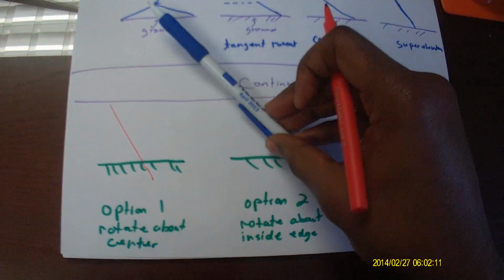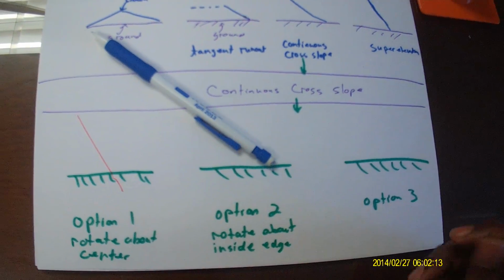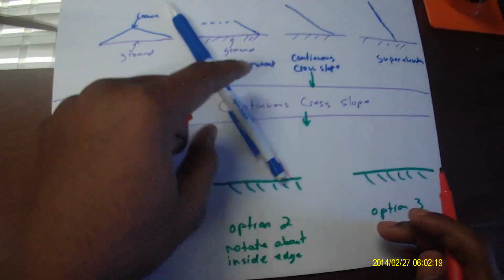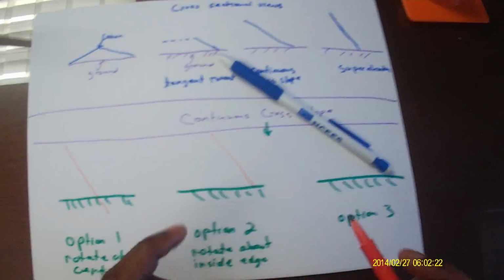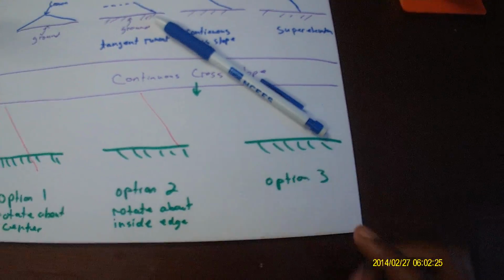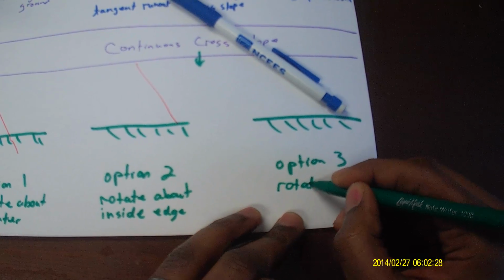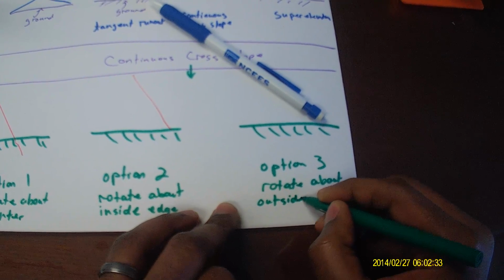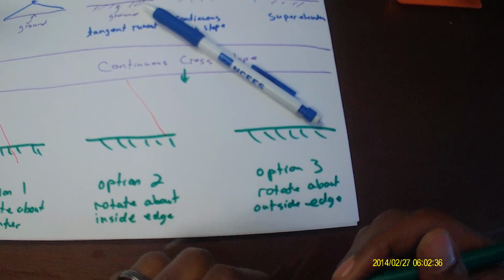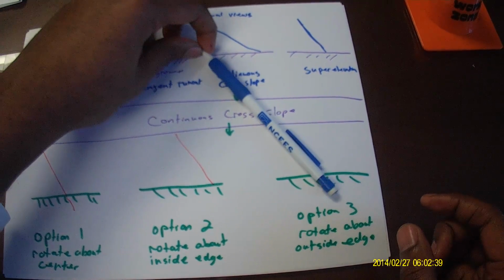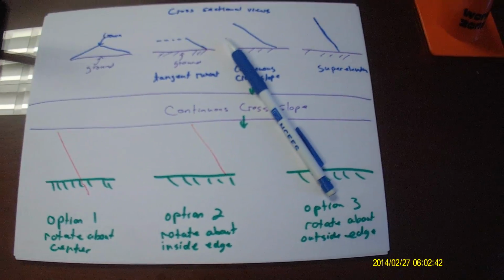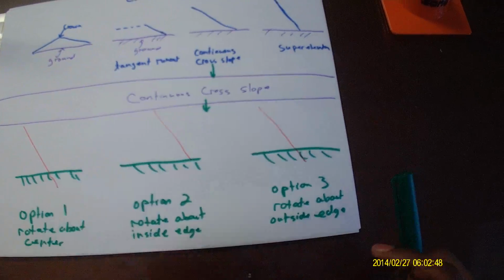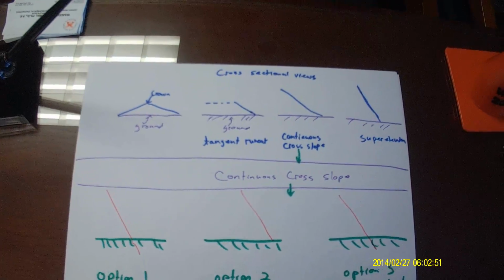All right. Option 2, if you remember, this is the continuous cross slope, rotated about the inside edge here, fully super elevated, kind of looks like that. Okay. Well, option 3 is I can rotate about the outside edge, and again, I still want to make it super elevated, so when I rotate about the outside edge, again, I am at a lower elevation as far as the ground is concerned. Okay, so those are 3 options.